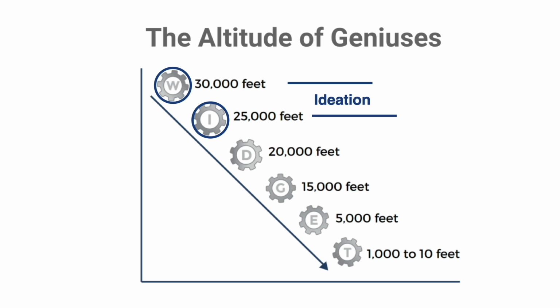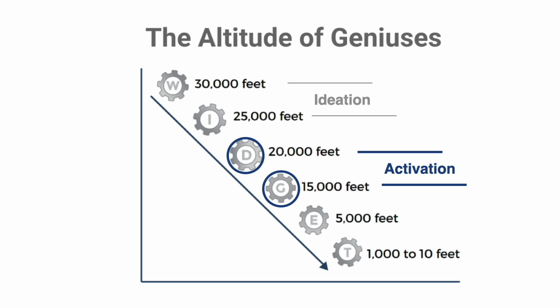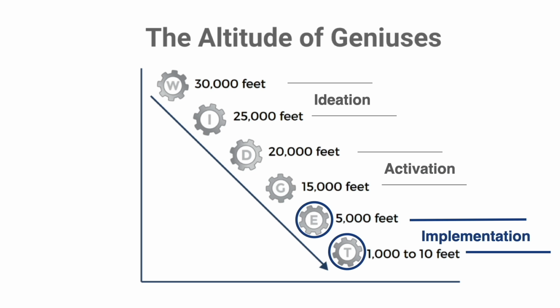The next phase is activation. These are at slightly lower levels. This is where you see discernment and galvanizing having the most input or value. And then last, as you get towards the ground, you have the implementation phase at 5,000 feet and on the ground respectively, where you see enablement and tenacity are the geniuses that have the most input and value in that phase or altitude of work.